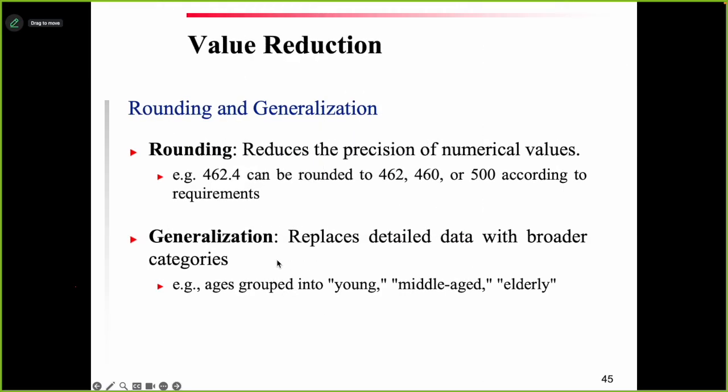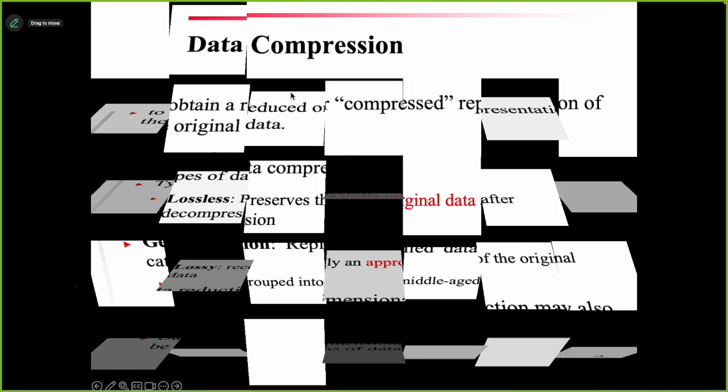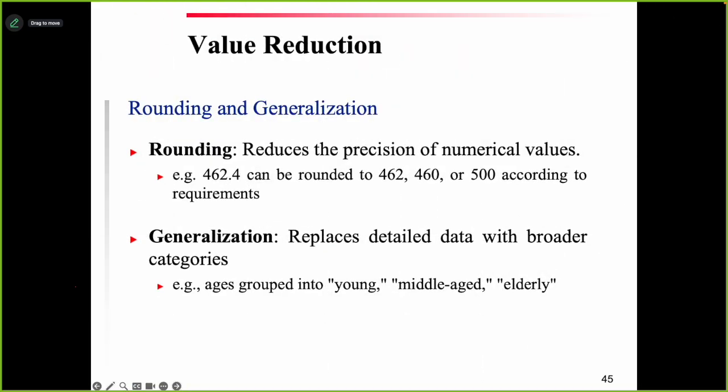And generalization goes just one step further. So instead of just keeping your exact values, we can replace them with broader categories. For example, let's say you have data of different ages. So you have, let me just write this.